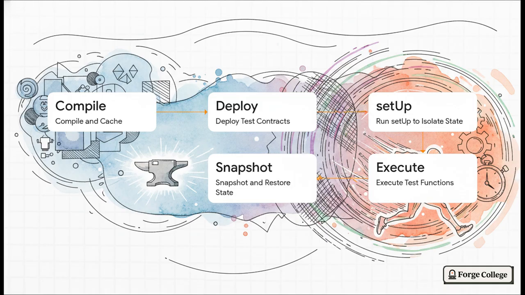First, it compiles your code and smartly caches it. Second, it deploys your test contracts directly into that local Anvil sandbox. Third, it runs that setup function to totally isolate the state. Fourth, it executes your specific test logic. And finally, and this is the absolute key to its crazy speed, it takes a snapshot of the state and restores it, essentially resetting the sandbox for the very next experiment. It does this over and over again, thousands of times a second, which gives you blistering fast feedback.